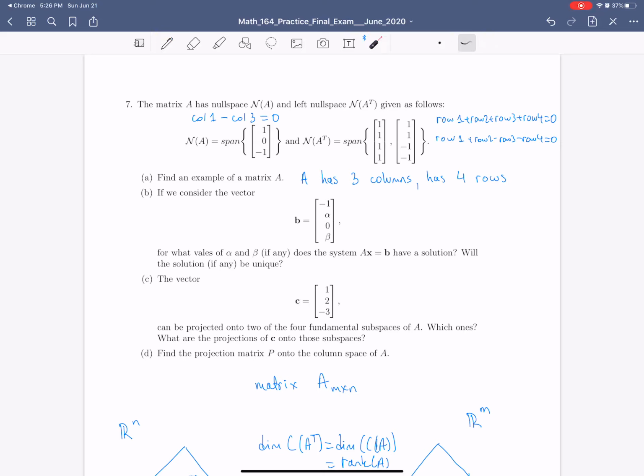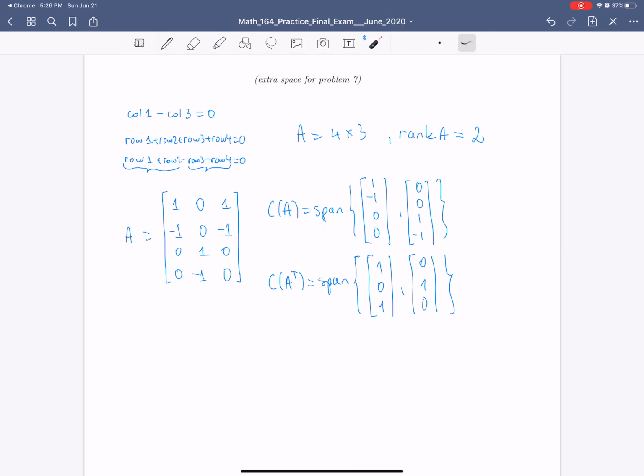So before I find the conditions on B or the values alpha and beta, I just want to say that in order for AX equals B to have a solution, B must be in the column space of A. And the solution is unique if and only if A has a zero null space. Since the null space of A is not zero, you know that if a solution exists, the solution will not be unique. So if there is a solution, it is not unique. That part you can do even without solving the problem.